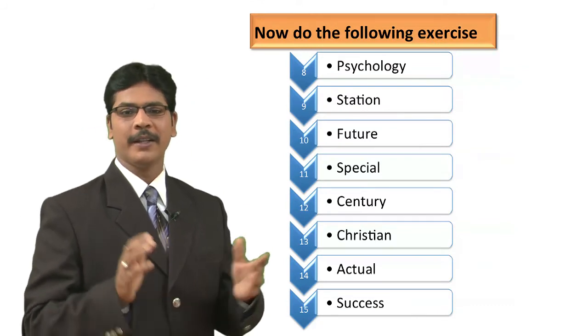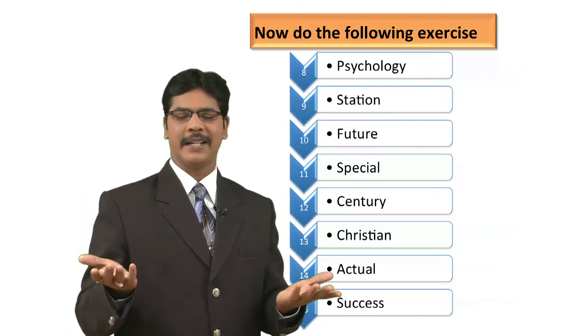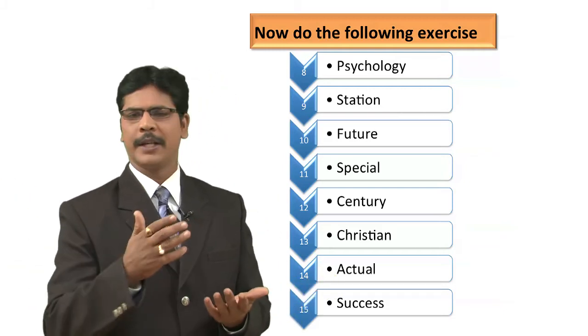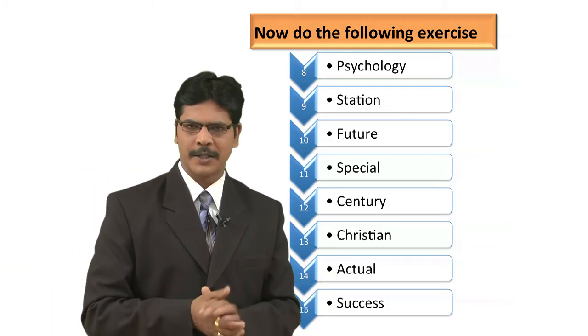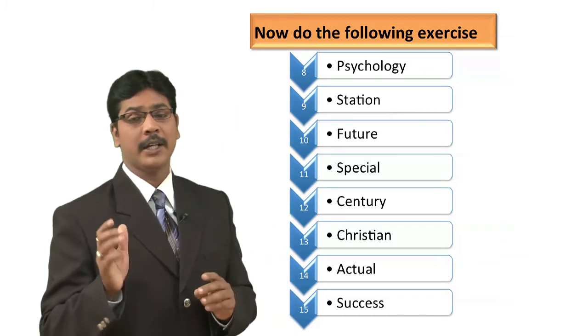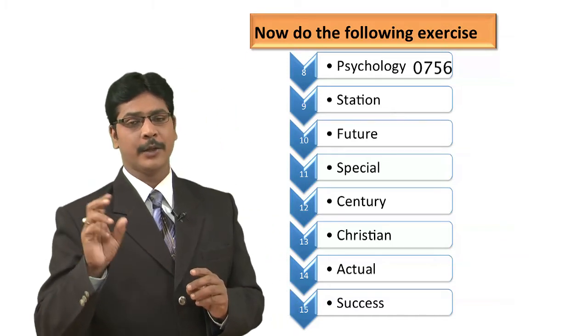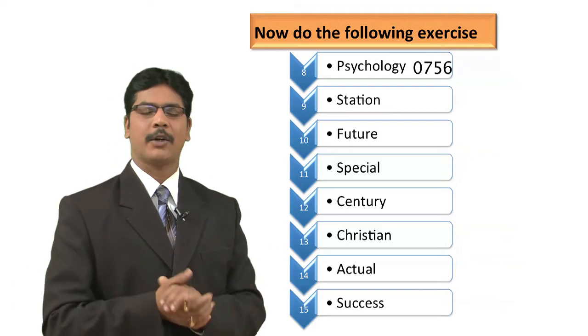Okay. The next word is psychology. Now, in this particular word, P is silent. That's it. And the rest of the things, you can write its value based on the letters only. So psychology, 0756. That is psychology.